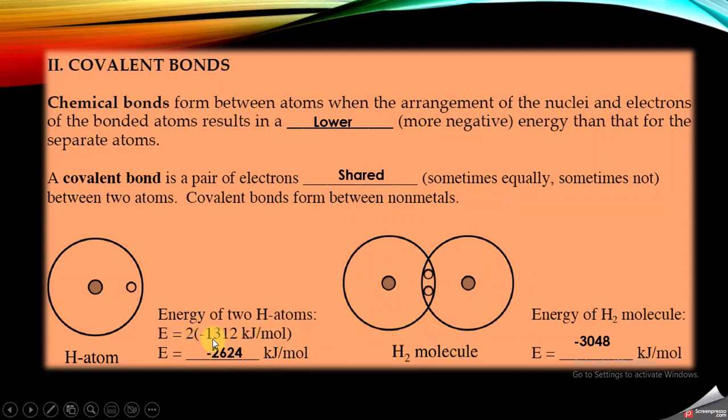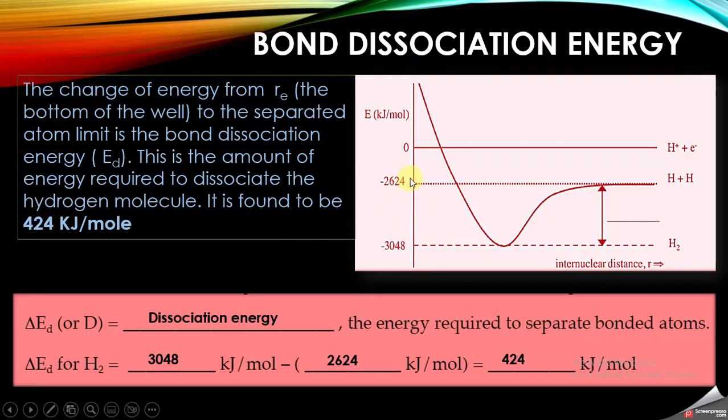And this is the bond energy. A single hydrogen atom has the energy of 1312 kilojoule per mole, and if you multiply it by 2 you will get 2624 kilojoule per mole. So you can see where the energy of the separated hydrogen atoms is coming from. If you go back to the interaction energy curve, this is the value 2624. So you can also explain where this value is coming from.